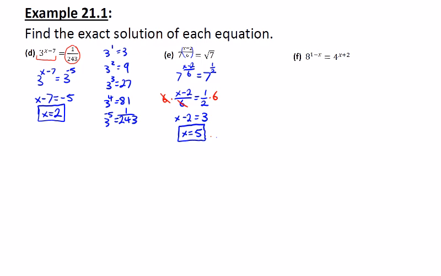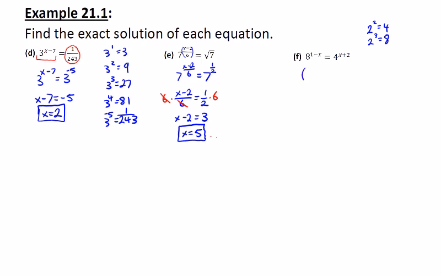And for the final example on this, part F, I have 8 to the 1 minus x is equal to 4 raised to the x plus 2. So neither 8 nor 4 is going to be easily rewritten as one or the other. So let's go ahead and try to rewrite them using a different base. Each one of these are going to be powers of 2. 2 to the second power will be 4, and then 2 to the third power will be 8.